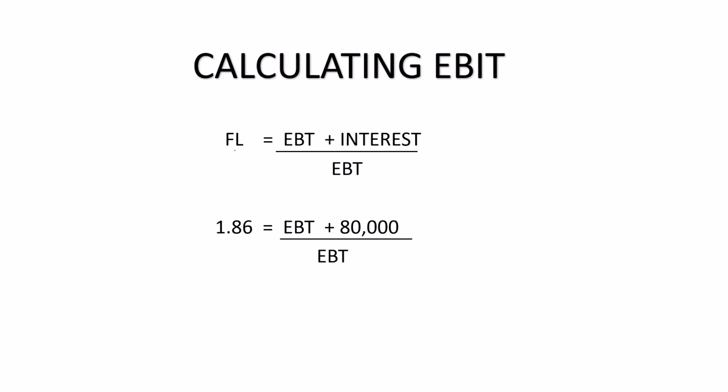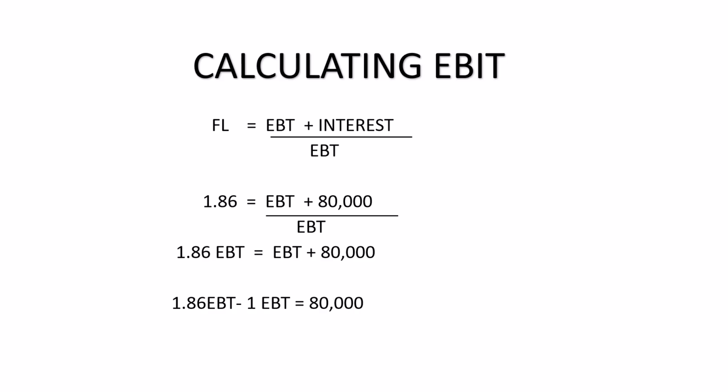So financial leverage हमने calculate किया है 1.86. EBT हमारे पास नहीं है, वो हम as it is लिख देते हैं. Interest amount हमें question में given था 80,000 रुपए, that we have written here, and in the denominator we have EBT. Now solving the equation, we have done cross multiplication here. So हमारे पास equation आती है 1.86 EBT is equal to EBT plus 80,000. So left hand side पर now we have 1.86 EBT और right hand side पर हमारे पास है EBT plus 80,000.